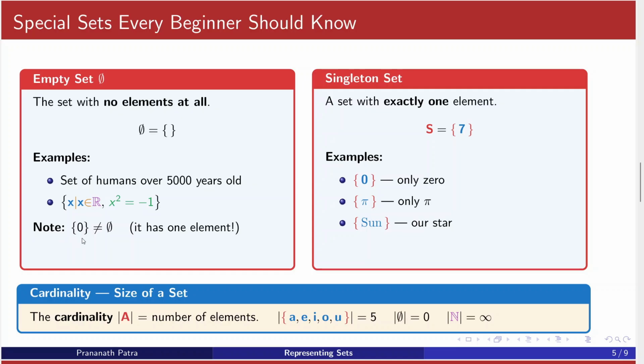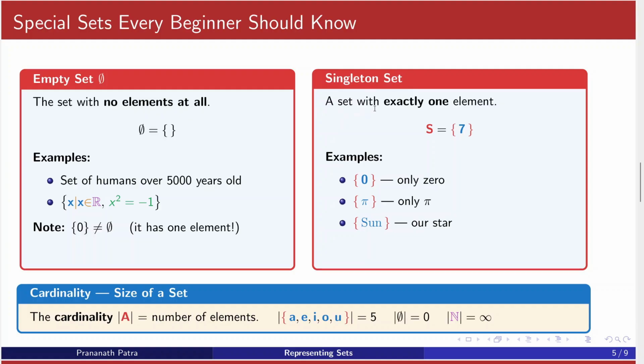A quick word of warning here. If you write curly braces and put the number 0 inside them, that is not an empty set. It is a set that contains 1 element, and that element happens to be the number 0. That leads us perfectly to our next special set, the Singleton set.